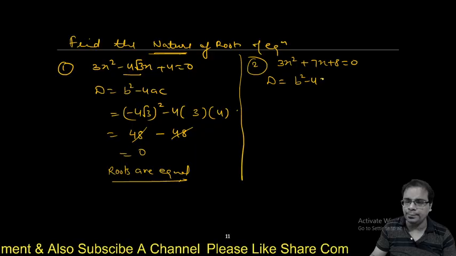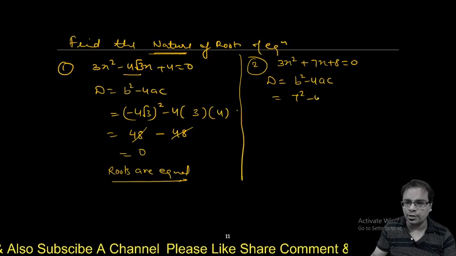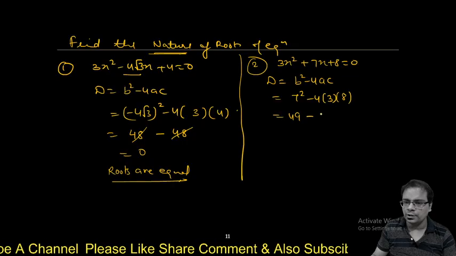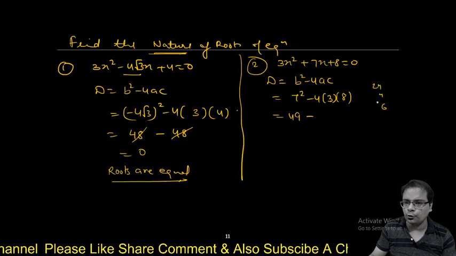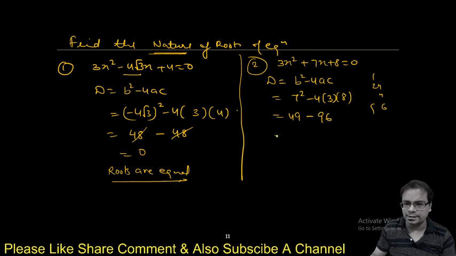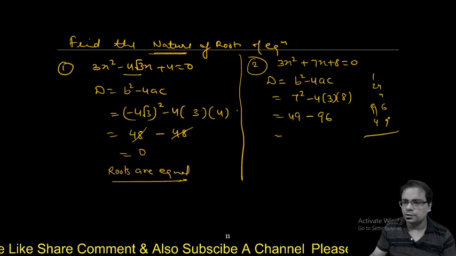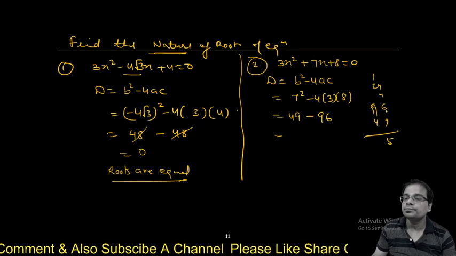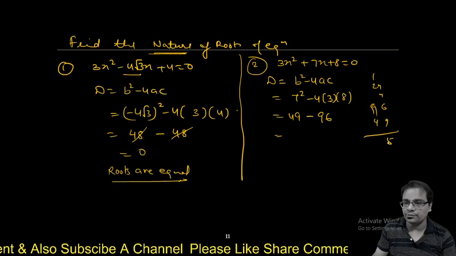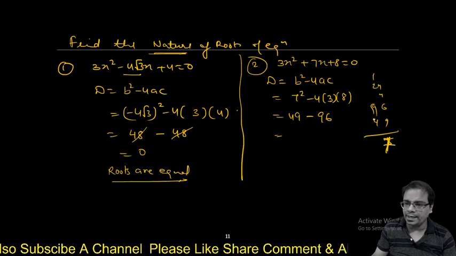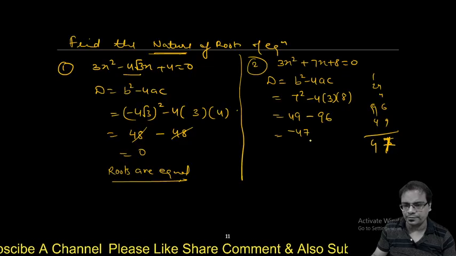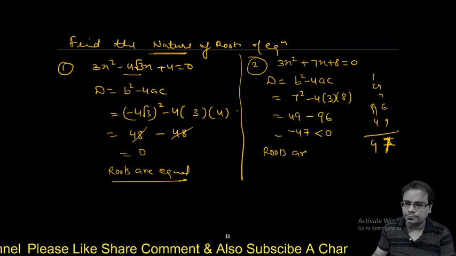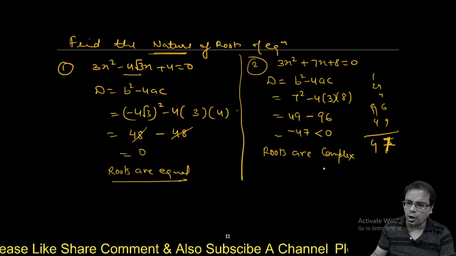So again we have to apply d equal to b square minus 4ac. b is 7, square minus 4, a value is 3 and c value is 8. That is 49 minus 4 12s is 48, 4 8s is 32... that is 49 minus 96. 96 minus 49 is what? 47. So d is negative 47. So we say that it is less than 0. So we directly say that roots are complex or imaginary.